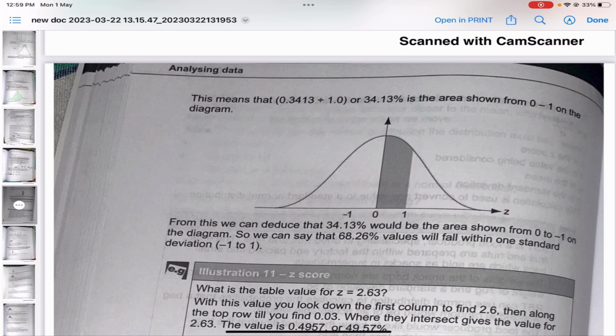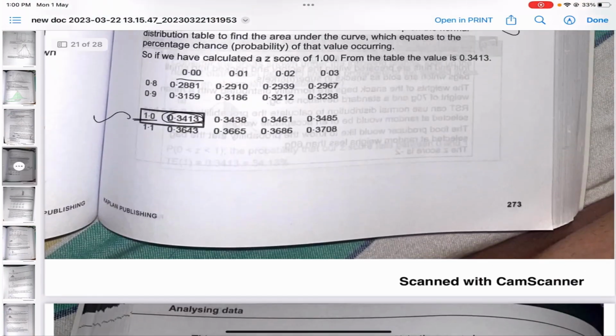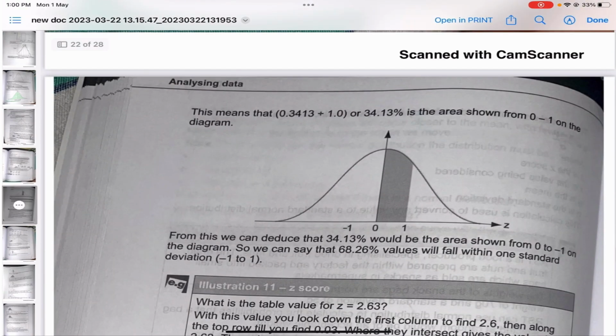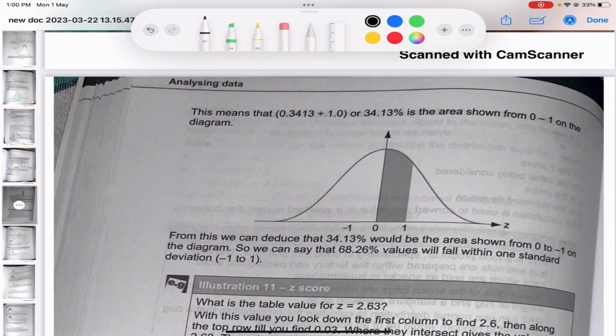This means that 0.34 is the area from 0 to 1. Did you understand that? Beginning from 0, ending at 1, my percentage is 0.34. So the area from 0 to 1 is this shaded region, and the probability is 34%, which is given in the question. From this, we can deduce that 34.13% would be the area shown from 0 to minus 1 on the diagram.